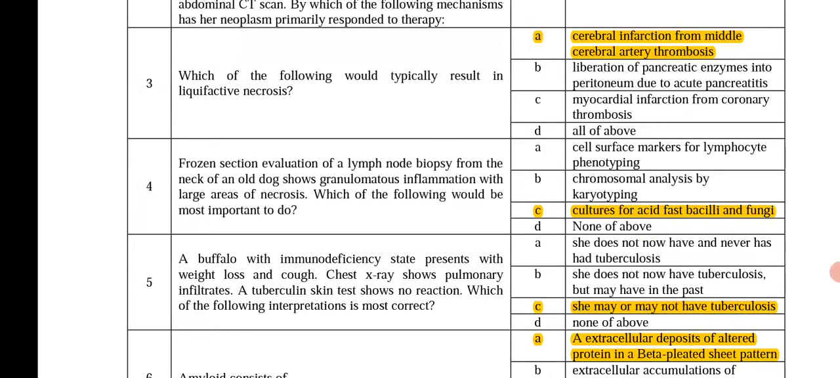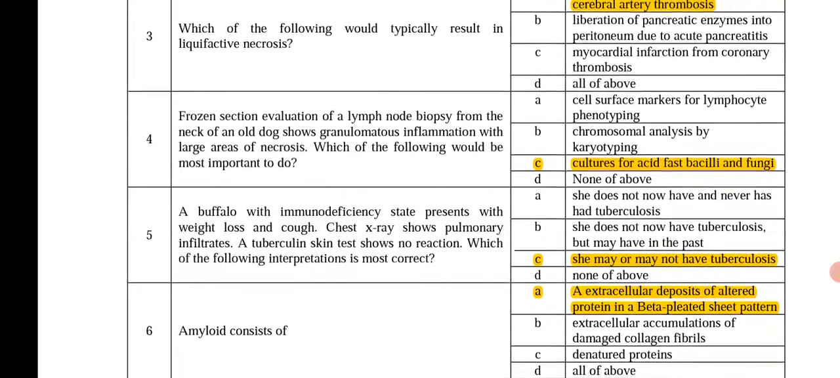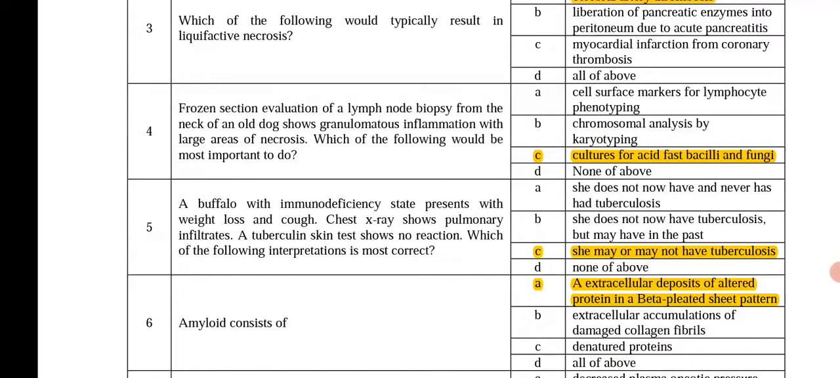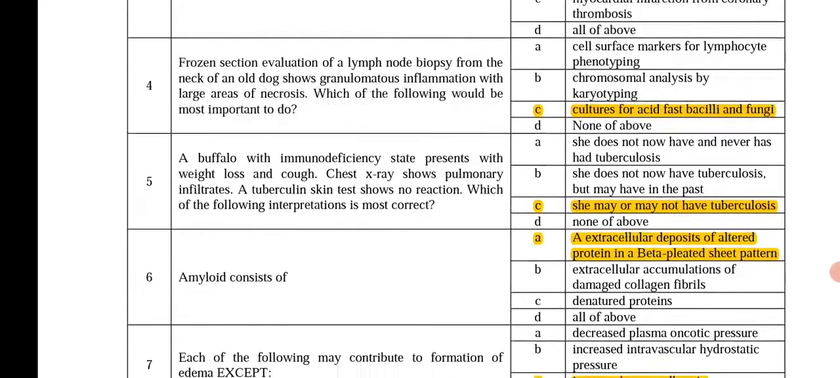Cerebral infarction from middle cerebral artery thrombosis. Frozen section evaluated for a lymph node biopsy from the neck of an old dog shows granulomatous inflammation with large areas of necrosis. Which of the following would be the most important to do? Cultures for acid-fast bacilli and fungus.